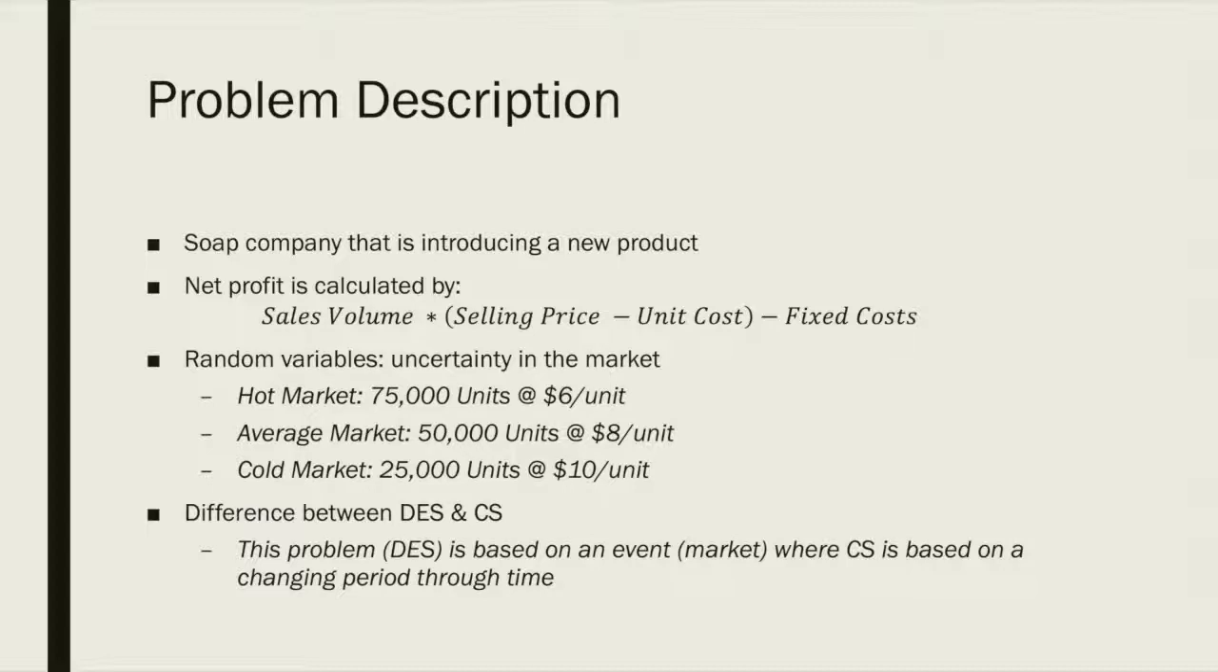And the random variables, or uncertainty in the market, are: we either have a hot market, 75,000 units at $6 a unit, an average market, 50,000 units at $8 a unit, and a cold market, 25,000 units at $10 a unit. So the difference between DES and CS: this is a problem where DES is used, and it's based on an event, in this case the market, whereas CS is based on a changing period throughout time. We saw this when we did our change in population for the deer and wolf problem last time, and that one would be a CS.